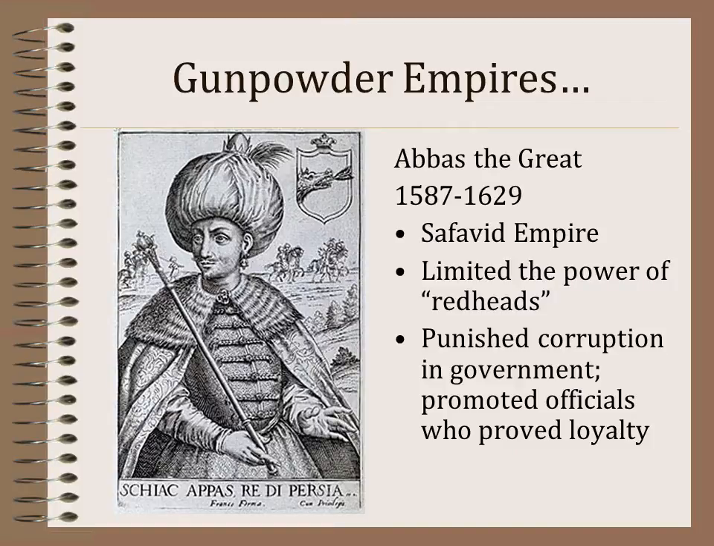He was able to punish corruption in government and gave loyal officials power. He was somewhat against the Ottomans because of their religious differences, the Ottomans being Sunnis and the Safavids being Shia. So we see the power of the leader here, Abbas the Great, tied to God again.